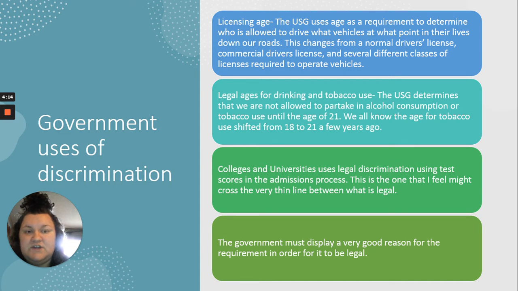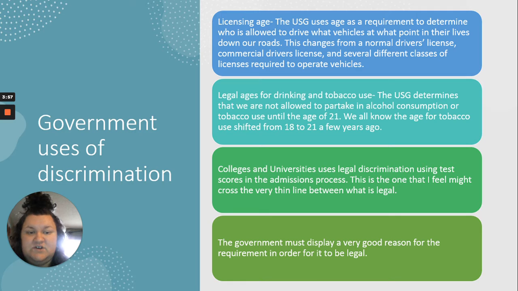The legal age for drinking alcohol and tobacco use. The United States government uses this to determine who's allowed to partake in alcohol consumption or tobacco use until the age of 21. We all know that the tobacco use age shifted from 18 to 21 just a few years ago.